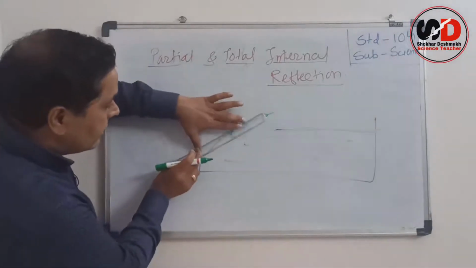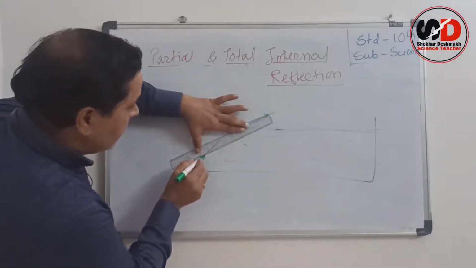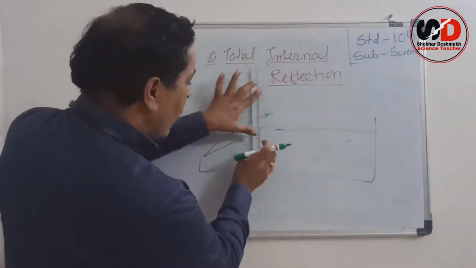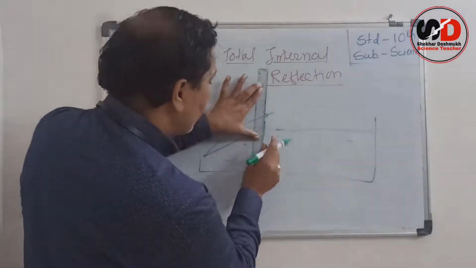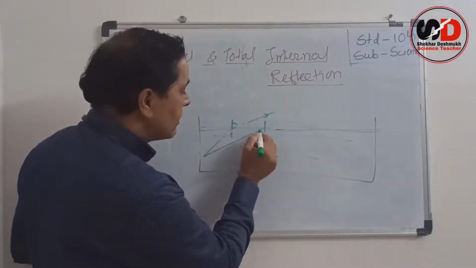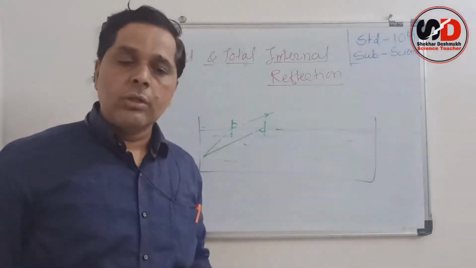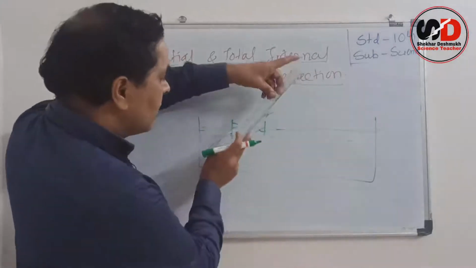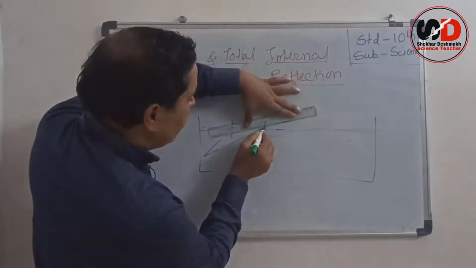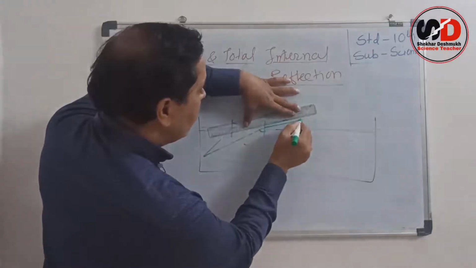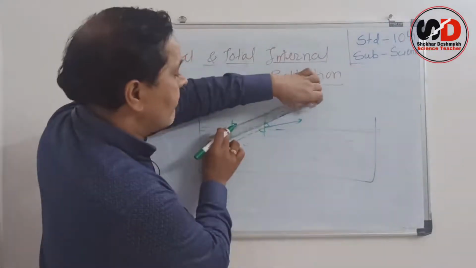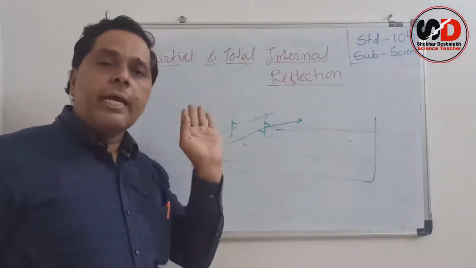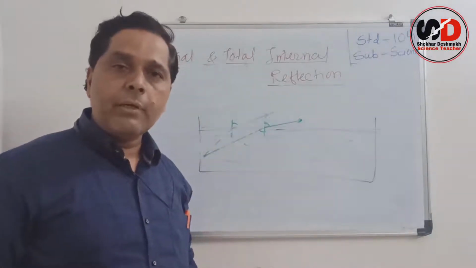Suppose the light travels in this direction. Now, make a normal here. This is the angle of incidence. So the angle of refraction must be greater than the angle of incidence. So definitely it is more than, this is the angle of refraction. If we go on increasing the angle of incidence, what happens?